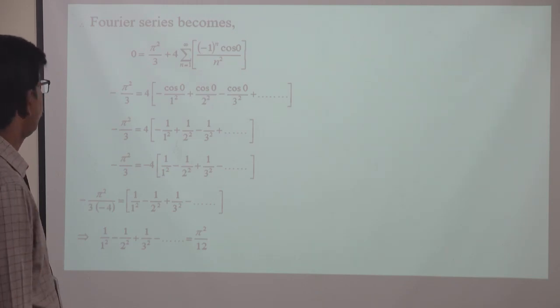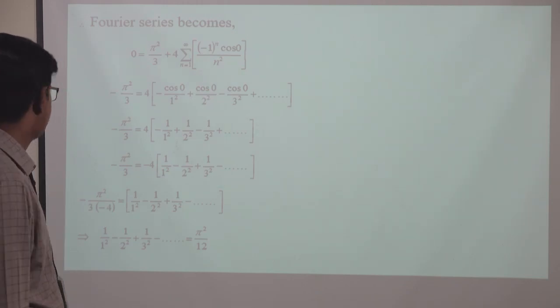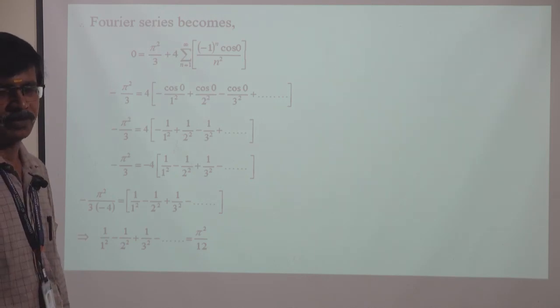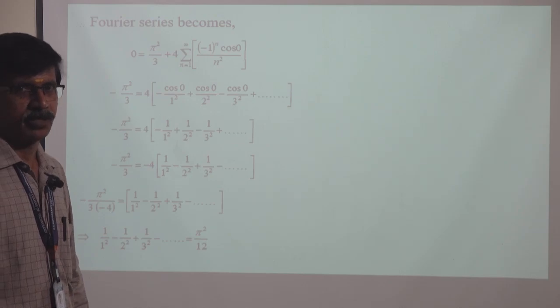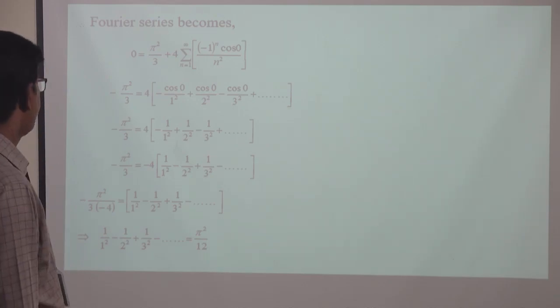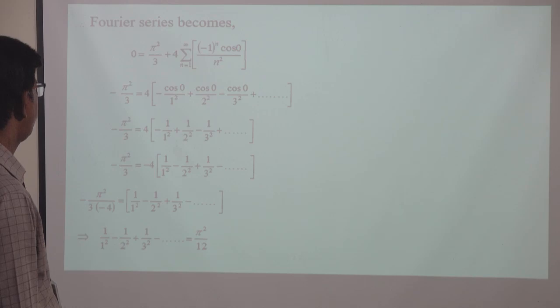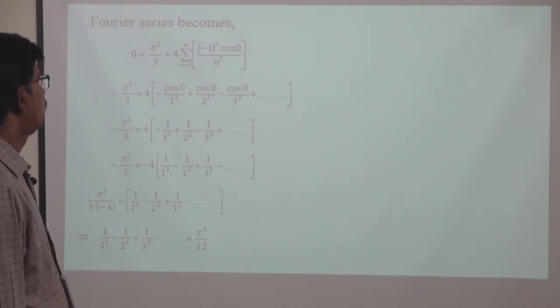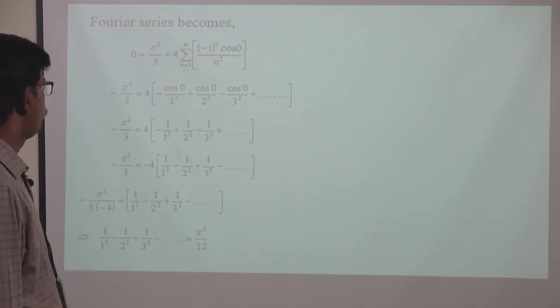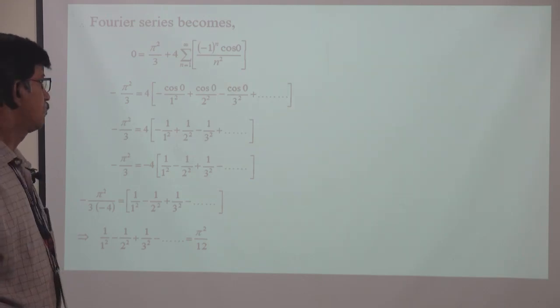That is, if we consider the value of x equals 0, then f of x is equal to f of 0, then it will become f of x equal to 0. So now we have to substitute the value of that f of x equals 0 in the Fourier series we have got. Therefore, the Fourier series becomes 0 is equal to pi square by 3 plus 4 into summation n equal to 1 to infinity minus 1 power n into cos x, which is nothing but cos 0, by n square. Cos 0 is nothing but 1.